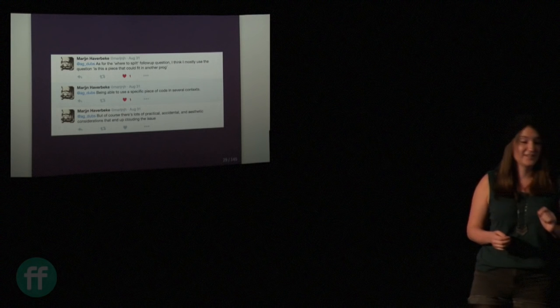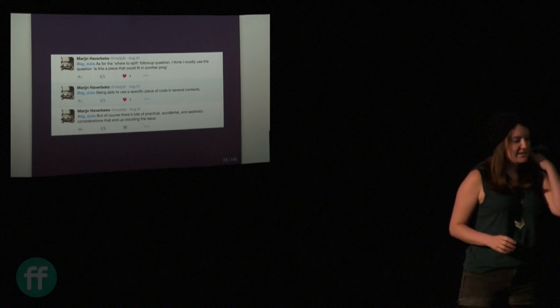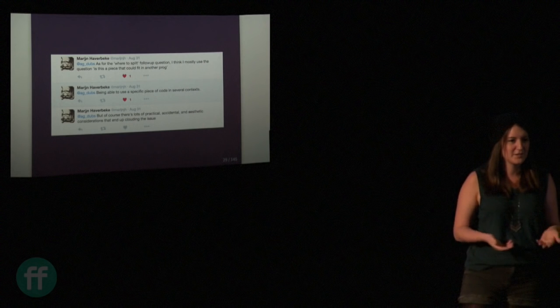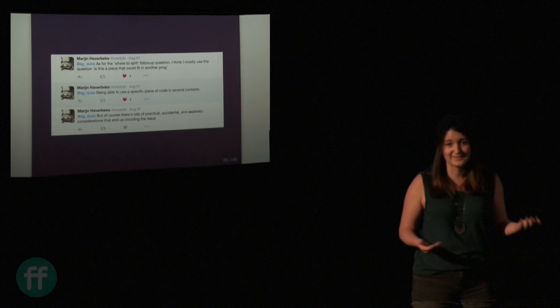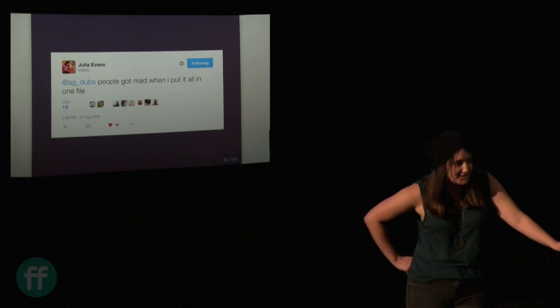And even the person who I learned JavaScript from, reading Eloquent JavaScript, Marijn Haverbeke, awesome book, by the way, kind of was like, oh, you know, the question where to split, maybe. But by the time he was done writing this little tweet storm, he was like, you know, I don't know. There's a lot of things that go into this, and this is actually a really hard question. This, though, was by far the best answer.